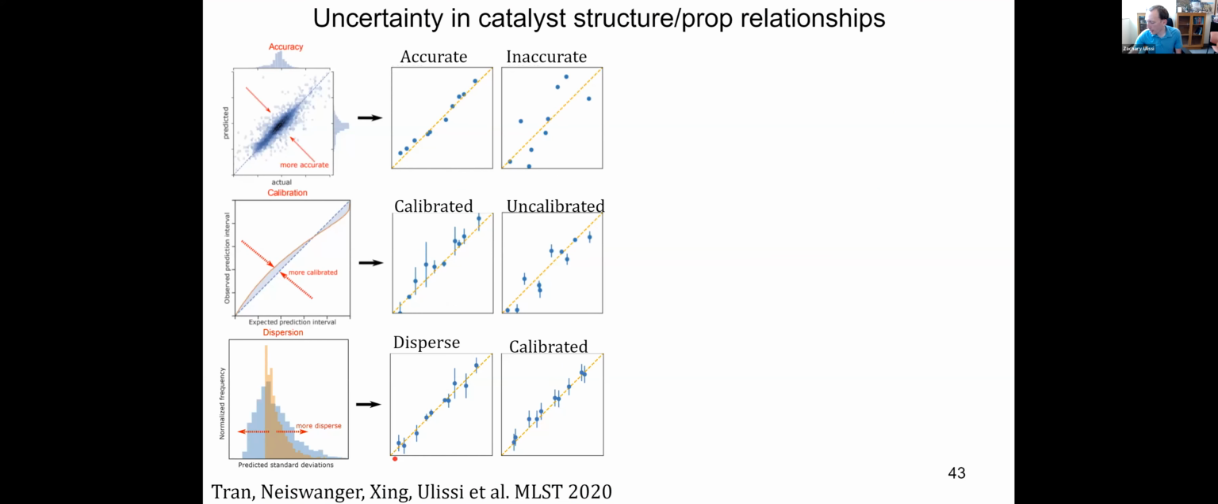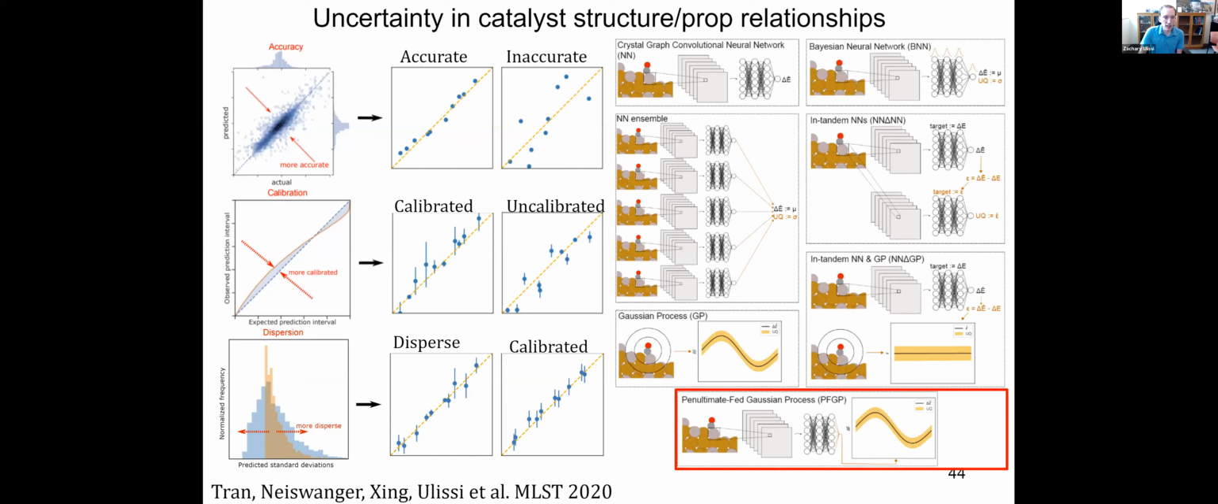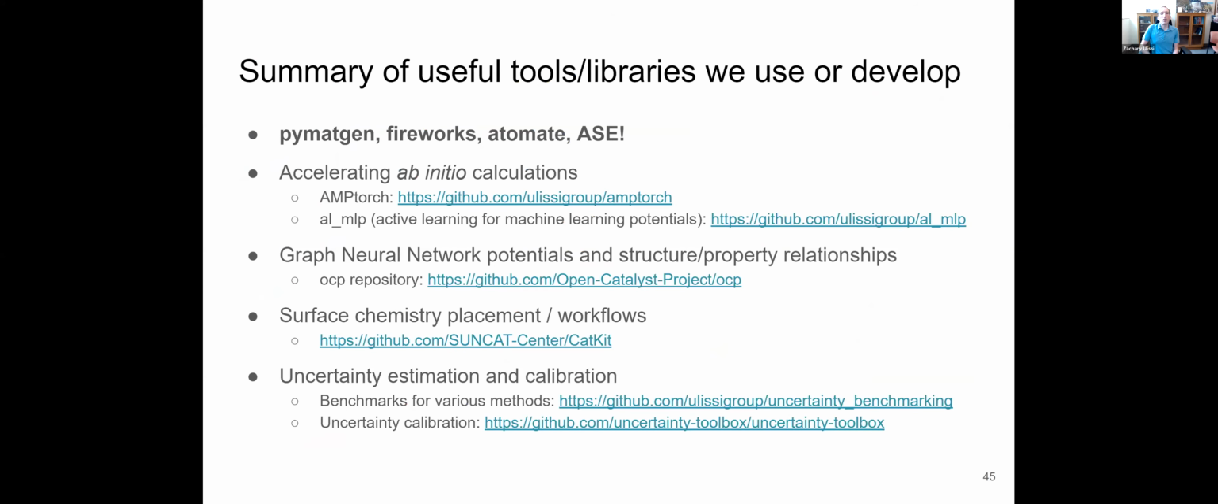Okay, so I think I'm pretty much out of time and I want to leave plenty of time for questions. So I'm gonna skip this bit on uncertainty. And I just wanna end with a little summary of all the things that we use. So I tried to highlight all the places that we use PyMedGen and Fireworks and Atomate and ASE along the way, but really every single thing I showed you starts with some combination of PyMedGen and ASE and other stuff built on top.